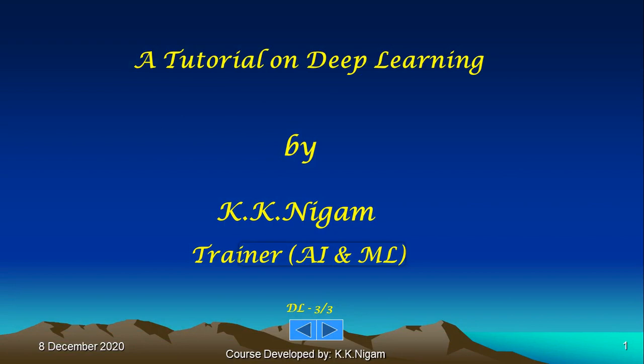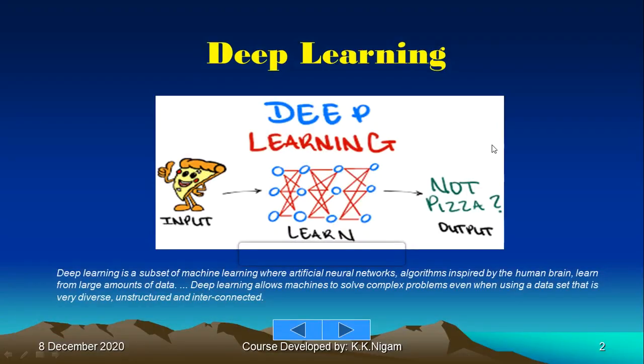Okay, so let's start with the third and the final tutorial on deep learning. Deep learning is a subset of machine learning, as we already discussed, where artificial neural network algorithms inspired by the human brain learn from large amounts of data. Deep learning allows machines to solve complex problems even when using a data set that is very diverse, unstructured and interconnected.